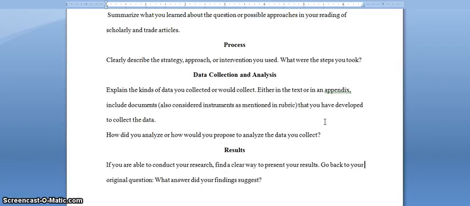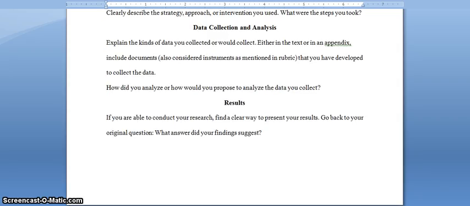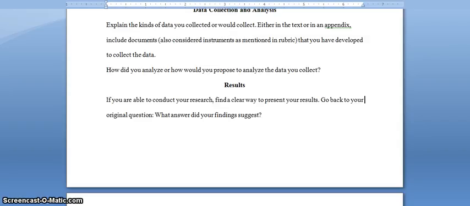If you can use those, it certainly adds to the validity and reliability of your results. So going on to results, and after I finish with this, I'm going to put you on pause a minute, and I'm going to go to that sample that I've given you just to show what this student put. But results, if you're able to conduct the research, find a way to present your results.